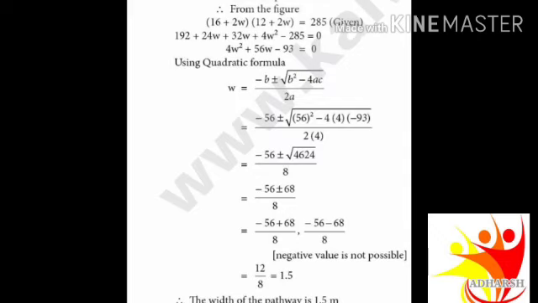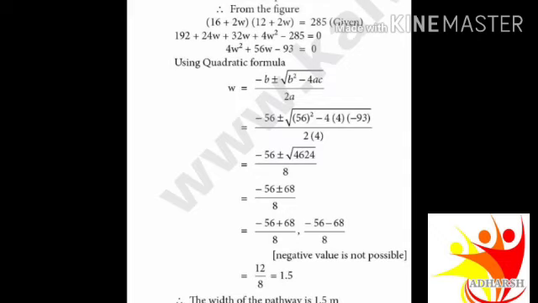Now once again simplify the equation. 4W square plus 24 plus 32 equal to 56W. Now 192 minus 285 equal to minus 93 equal to 0.